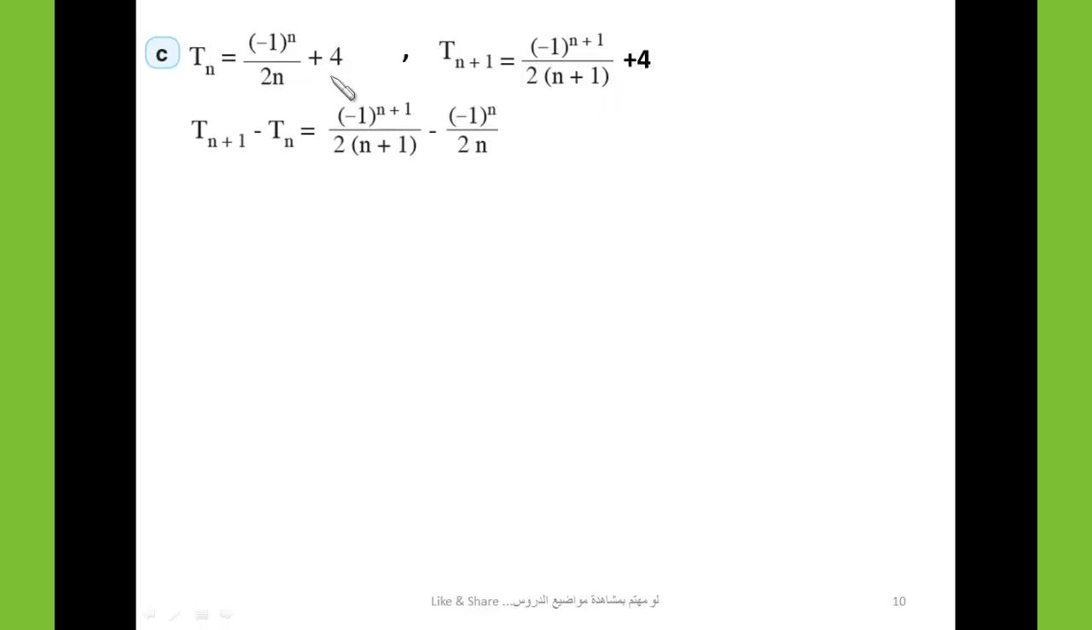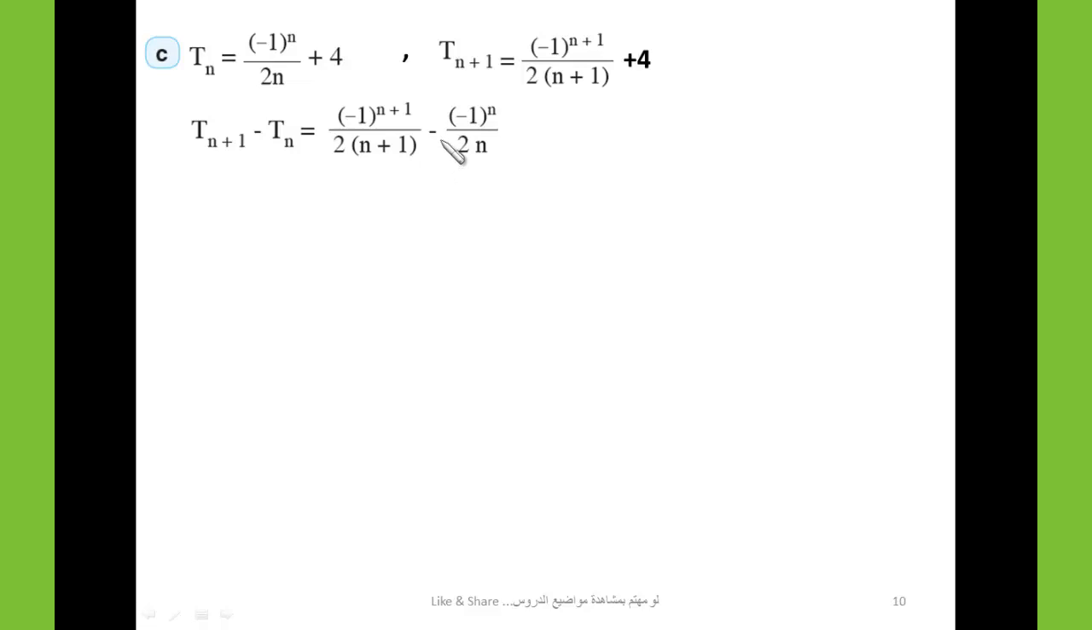C, Tn equals negative 1 power n over 2n plus 4. And we must write Tn plus 1, substituting n equals n plus 1. We will get negative 1 power n plus 1 over 2 multiplied by n plus 1 plus 4. Now we calculate Tn plus 1 minus Tn. We will get rid of 4, because 4 minus 4 equals 0. So the result will be negative 1 power n plus 1 over 2(n plus 1) minus negative 1 power n over 2n.